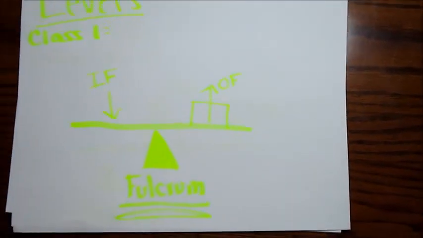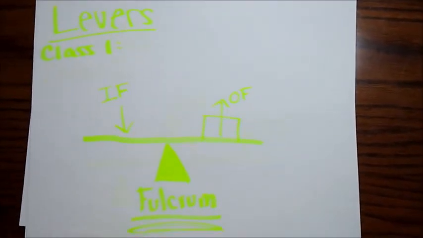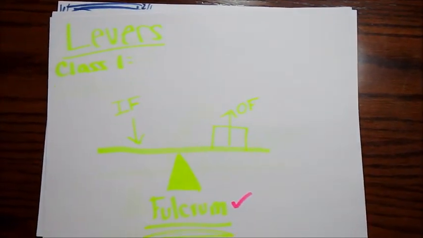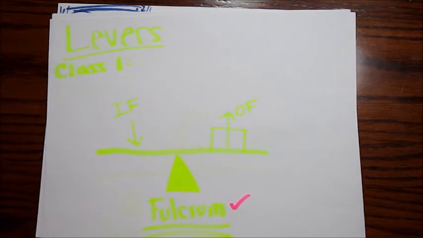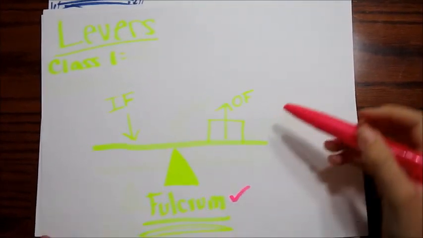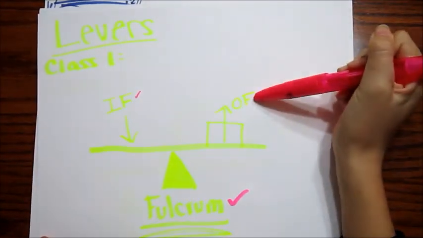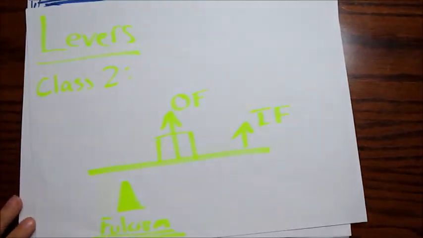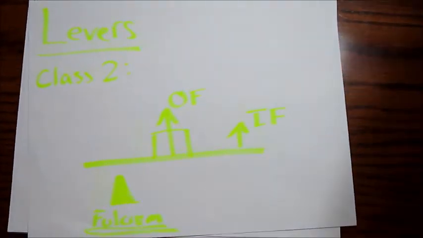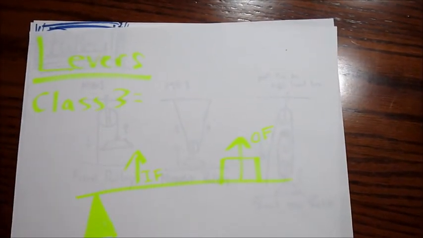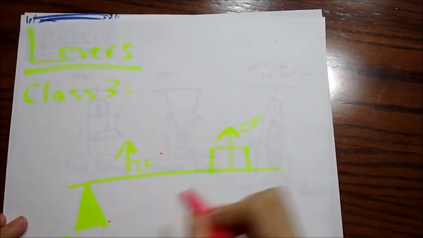Levers. Levers have a bar that pivots at a fixed point called a fulcrum. Levers are used to apply force to a load. Class 1 levers: the fulcrum is in between the input force and the load. It can be used to increase force or to increase distance, whichever one. Class 2 levers: the load is between the fulcrum and the input force. Class 3 levers: the input force is between the fulcrum and the load.